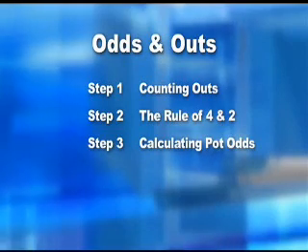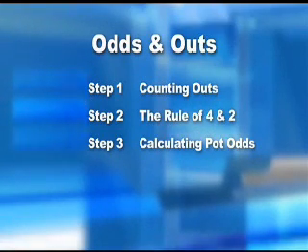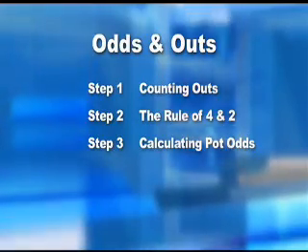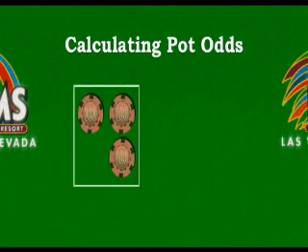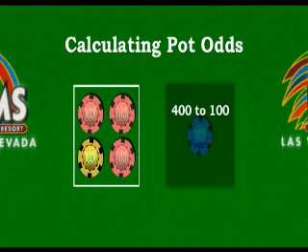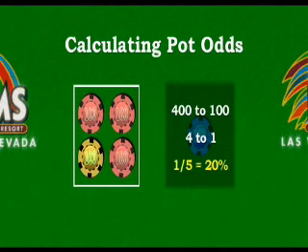Step 3. Calculating pot odds. After figuring out my chances of winning by using the rule of 4 and 2, I have to calculate the pot odds to make winning decisions. Suppose the pot has $300 in it. My opponent bets $100. Now the pot contains $400. I'm being asked to call $100 to win $400. My pot odds are 400 to 100, or simplifying that, 4 to 1. If I call $100, my $100 chip will represent 1/5 or 20% of the pot. So I need a 20% chance to win to justify calling.